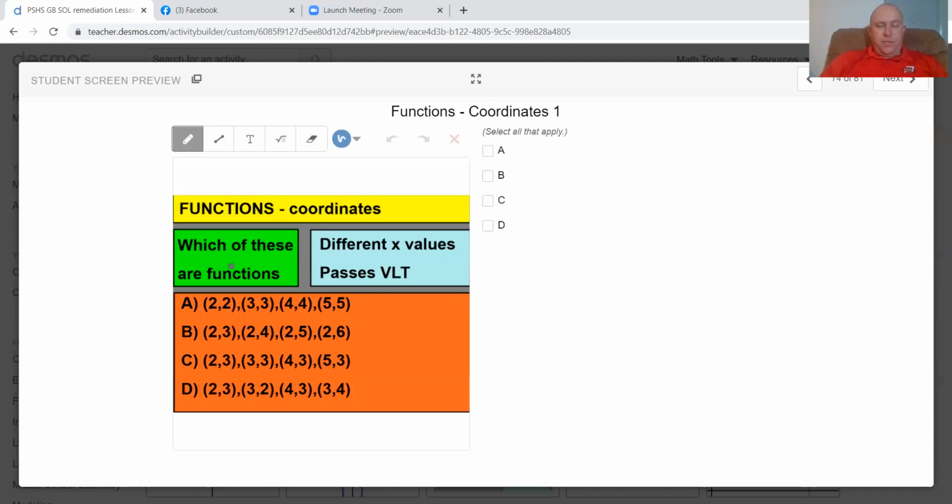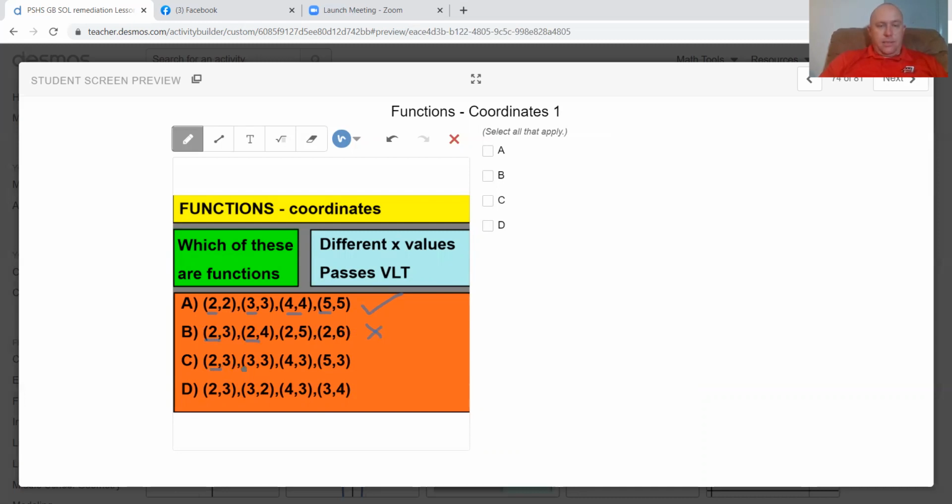Functions again. So which of these are functions? That might mean that there's more than one correct answer. We're looking for different x values. So as I'm looking here, I see 2, 3, 4, and 5. They're clearly different, so that's good. On this one here, I see 2. Well, already I've seen a repeat x value here, so I know this one is wrong.